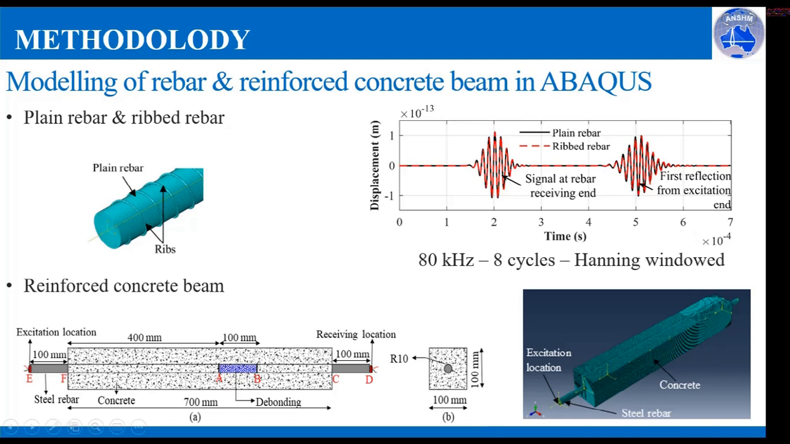Below, it shows the schematics of the sample which is used for the experimental and numerical study. The cross section of the sample is 100 by 100 millimeters with a 20 millimeter diameter rebar embedded into the concrete. The guided 80 kilohertz signal is excited at one end of the rebar, and the signal is received at the other end.